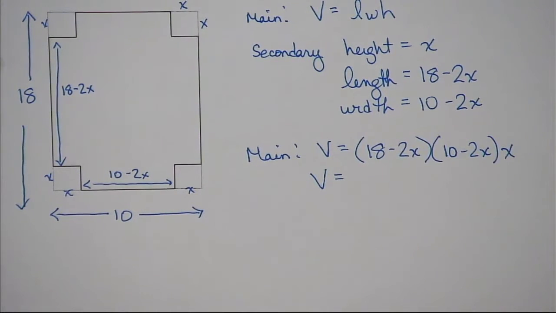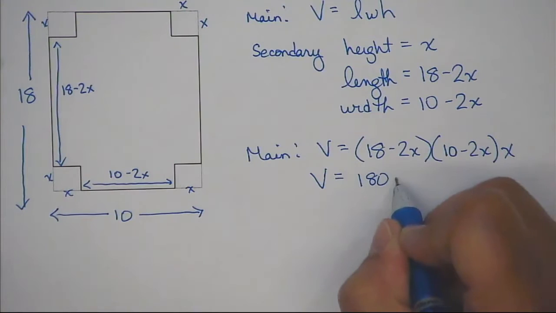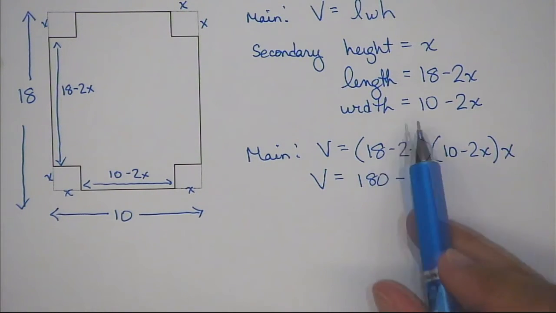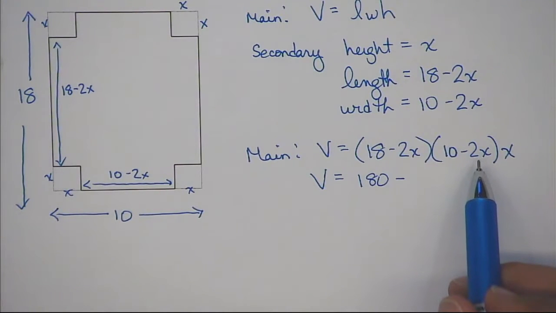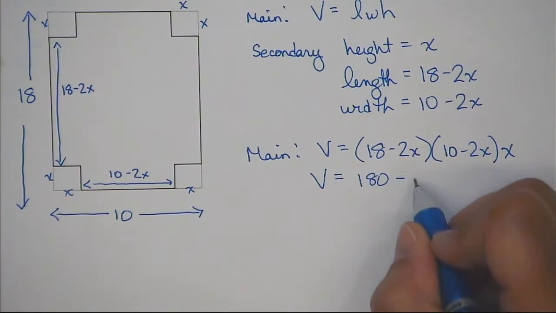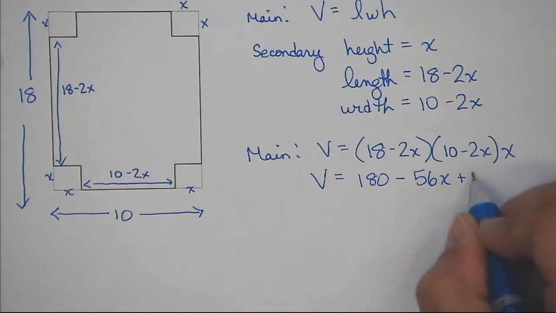All right, so we're just going to FOIL. So 18 times 10, that's 180. I'm going to do the inside and the outside. So outer, negative 36, and inner, negative 20. So that's negative 56x, and then lastly, negative 2x times negative 2x, positive 4x squared.